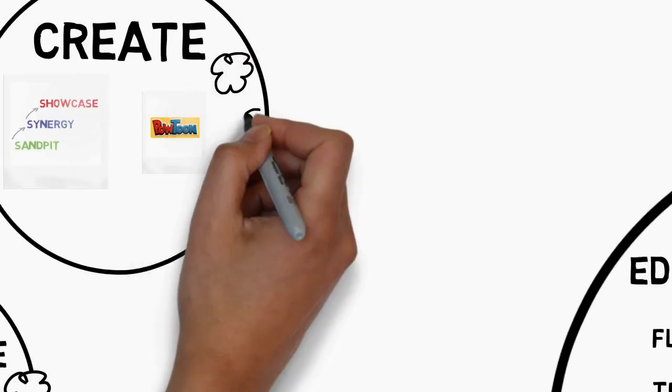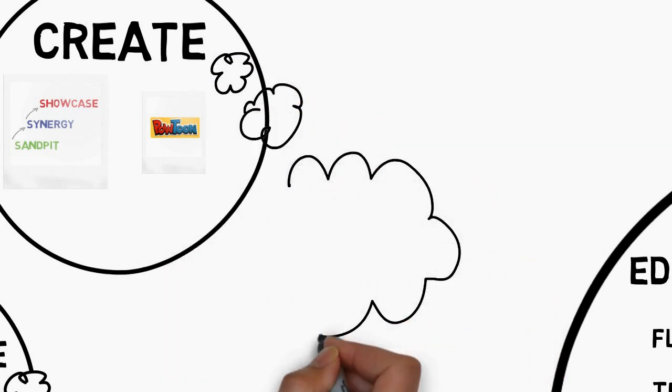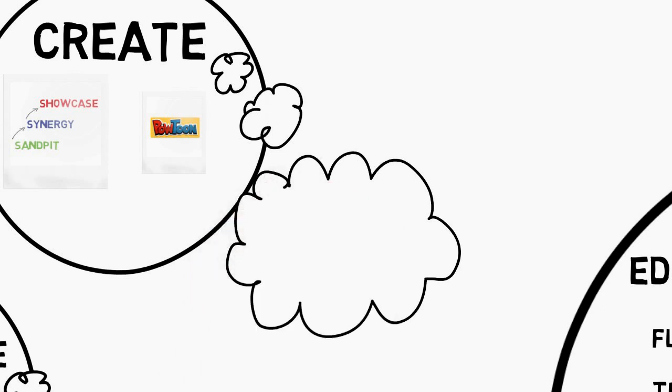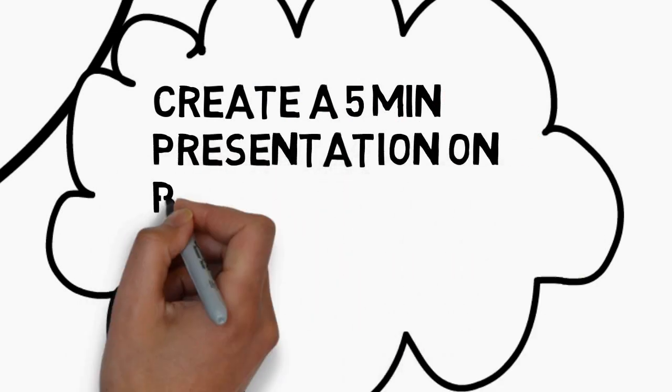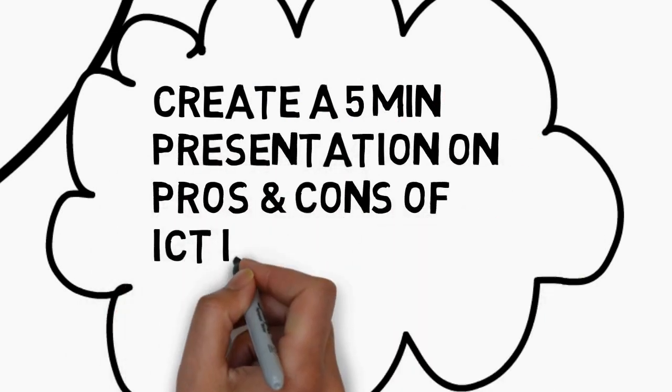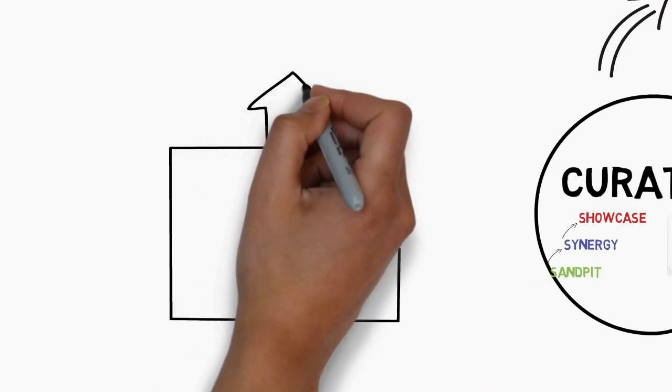For the create assessment task, in the same groups, they will create a presentation using Powtoon, and they will be focusing on what they perceive will be the pros and cons of ICT in the classroom. This should be a maximum of 5 minutes. Again, it will comprise 25% of their complete marks.